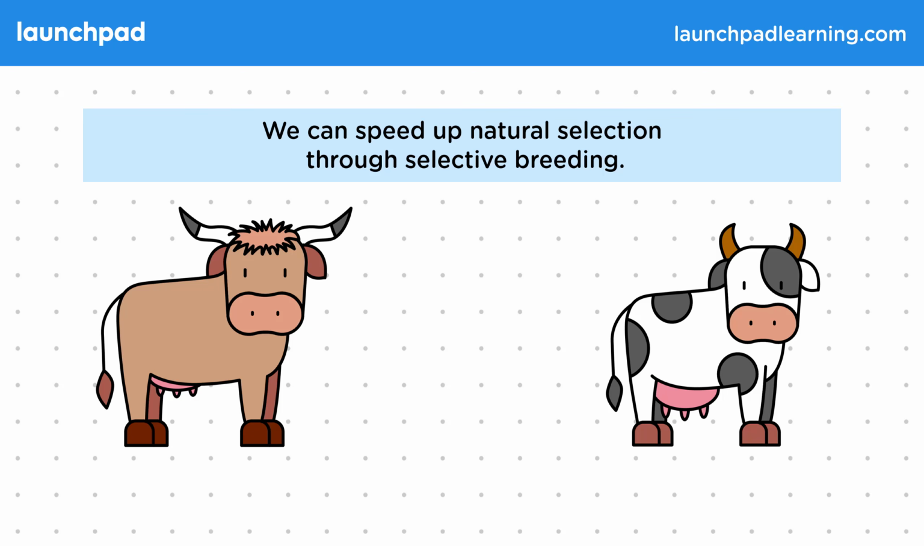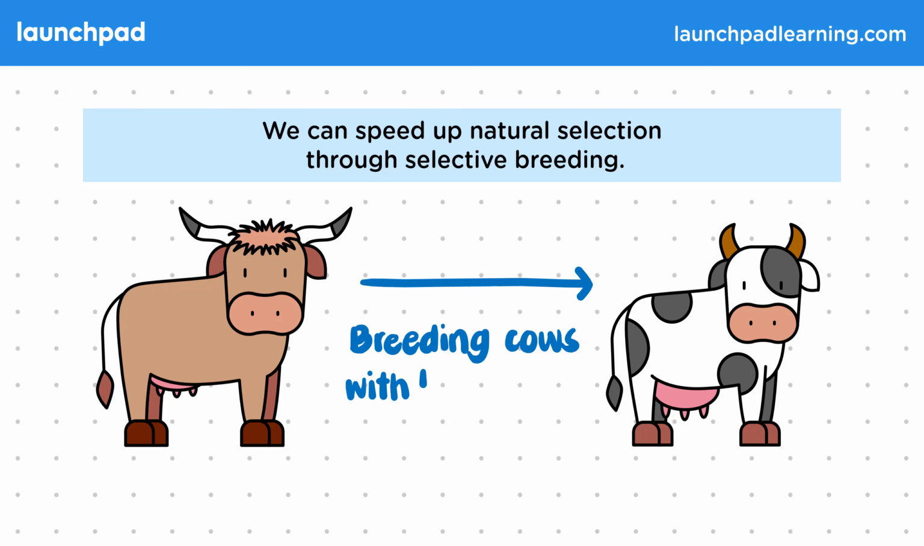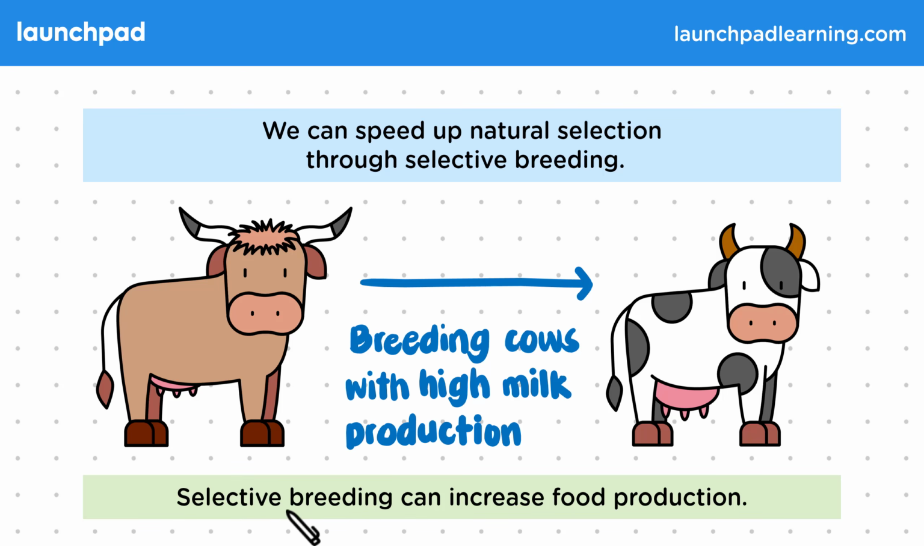Humans have bred food crops from wild plants and domesticated animals for thousands of years. Hundreds of thousands of years ago, there was an ancient wild cow species called an auroch, which you can see on the left. By selectively breeding cows with high milk production, we've produced domesticated cows, which are smaller and more docile or tame. Selective breeding can increase food production. For example, we get a higher milk production in domesticated cows compared to their wild ancestors.